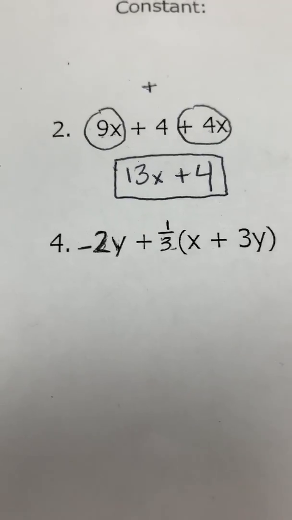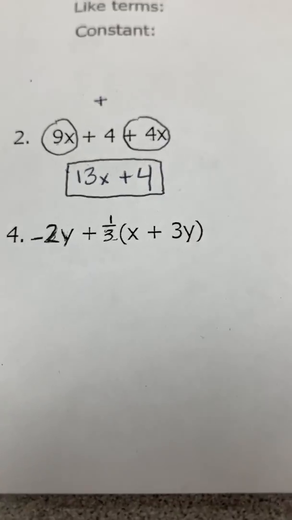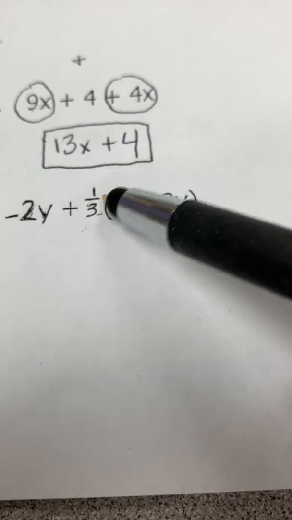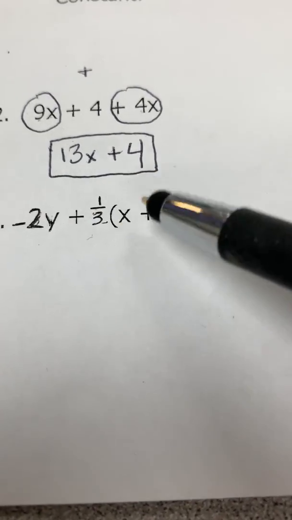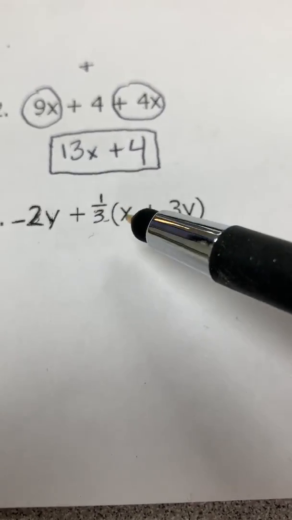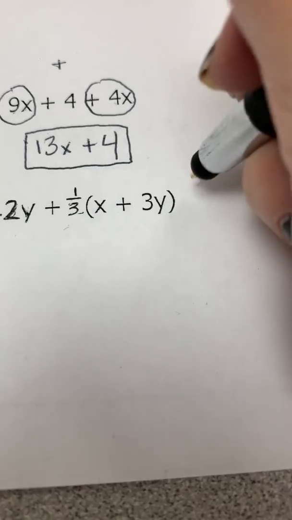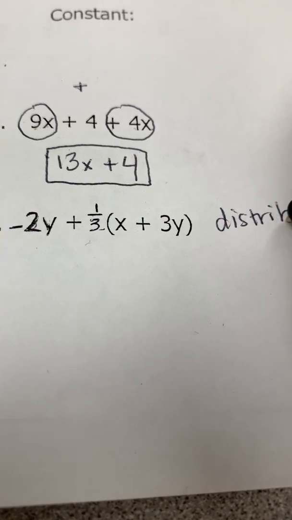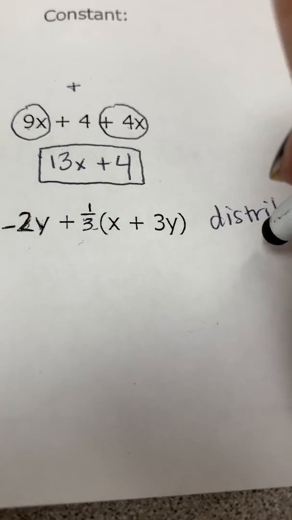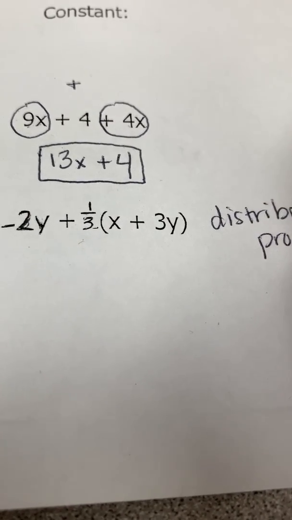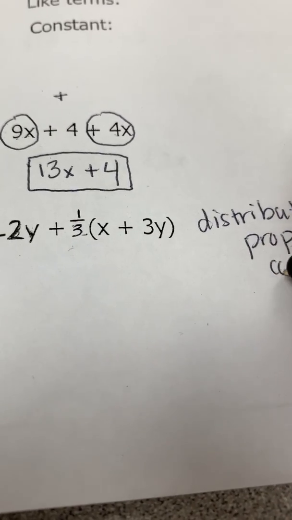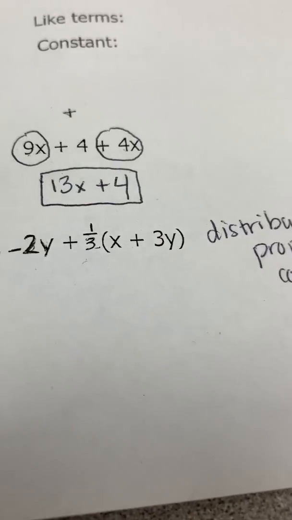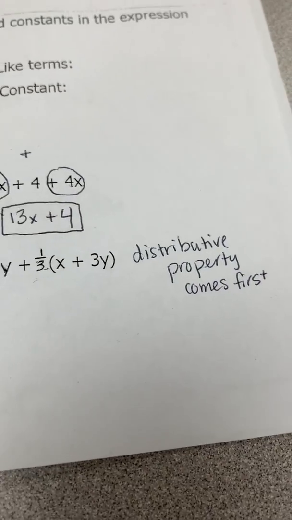Okay, last one we're going to do together. This has quite a bit of things in it. It has a negative 2y here, it has a 1/3 here, it has parentheses, so that means we have to do the distributive property. It has an x and a 3y. So because it has parentheses, I have to do the distributive property. And that always comes first. Okay, I'm going to show that. Distributive property always comes first.